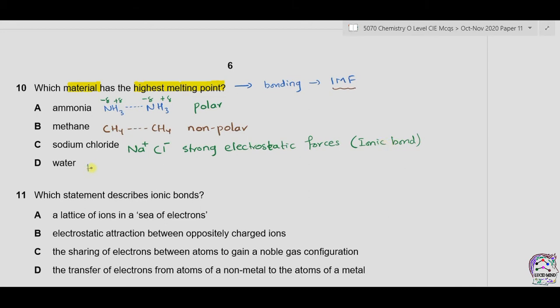In water, we have hydrogen and oxygen present, and as oxygen is partial negative and hydrogen is partial positive, it is also a polar compound. So some forces of attraction are present. So we can see that only in C strongest forces are present, so therefore the melting point and boiling point of C will be very high.